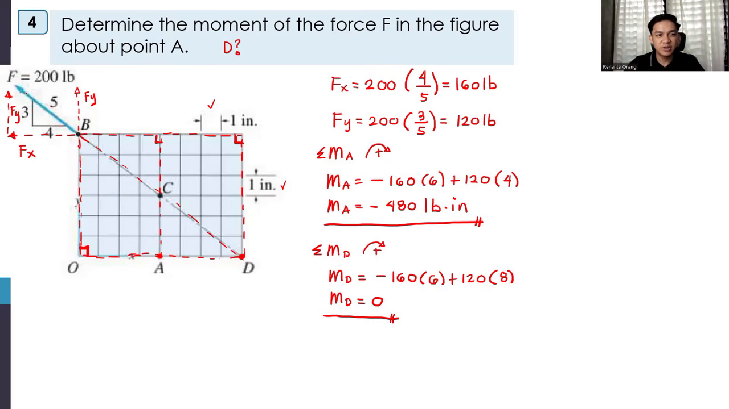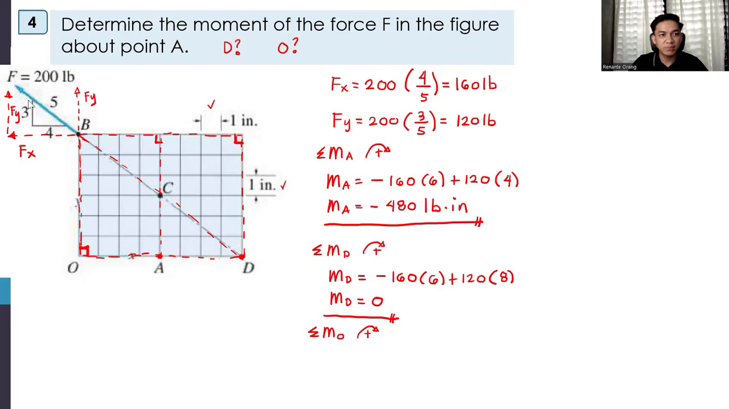So, we already proven na 0 talaga yung ating moment at point D. Again, by observation, makikita mo na yung moment at point D is 0 kasi yung force F natin na nakadiagonal doesn't have any distance papunta sa point D. So, dagdagan pa natin, class, what if yung hinahanap natin is moment of the force F about point O? So, solve natin, class, summation of moment at point O where all clockwise forces are positive.